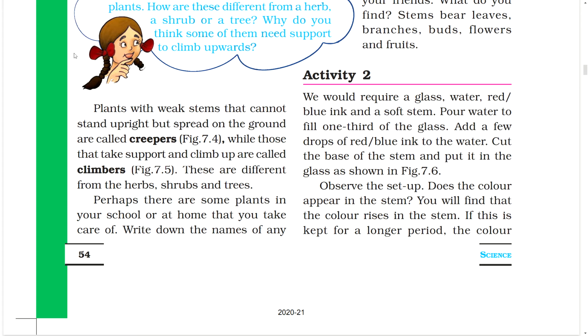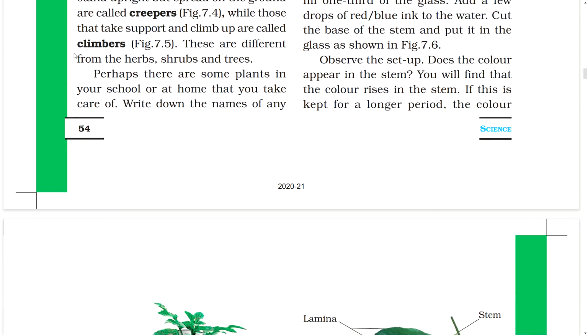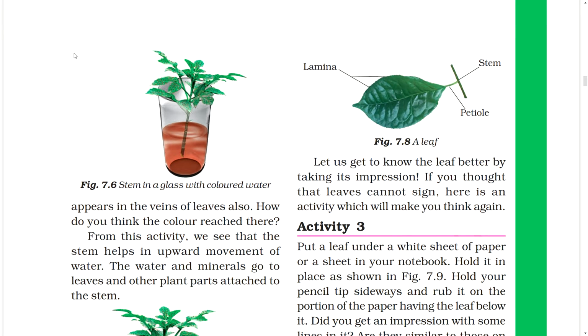Observe the setup. Does the color appear in the stem? You will find that the color rises in the stem. If this is kept for a longer period, the color appears in the veins of leaves also. Figure: stem in a glass with colored water. How do you think the color reached there?